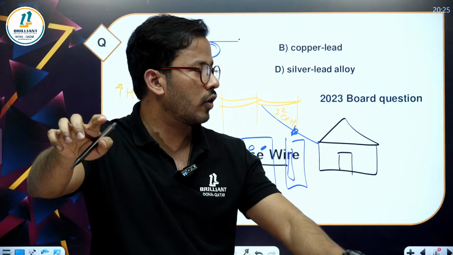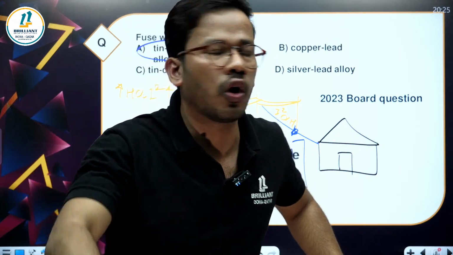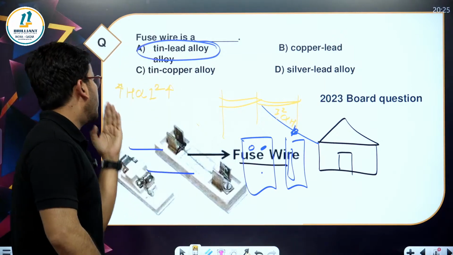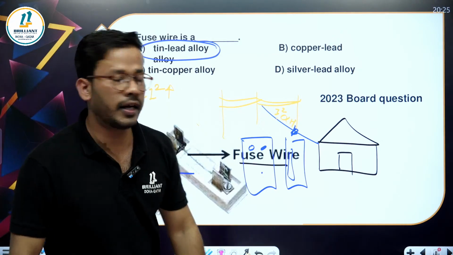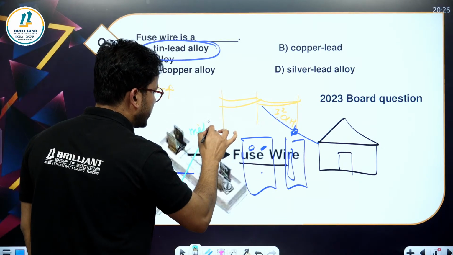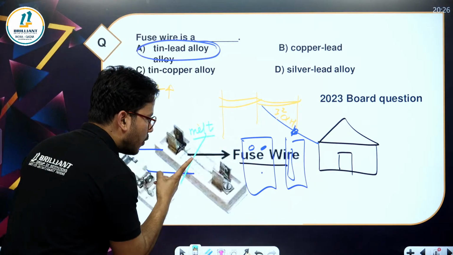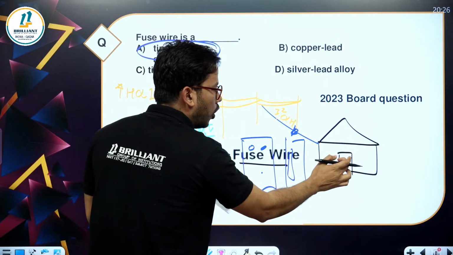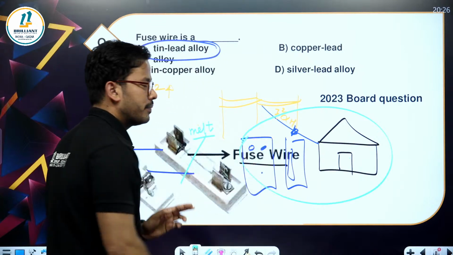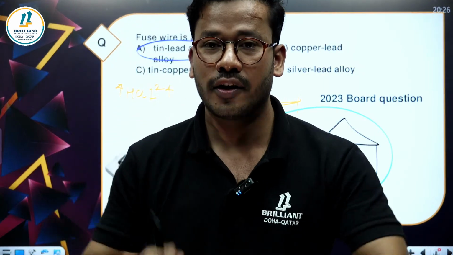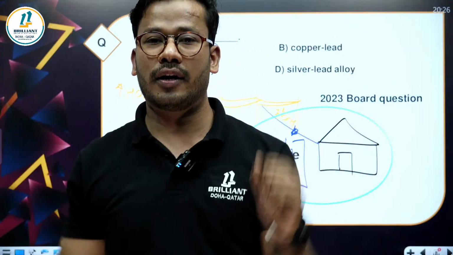According to Joule's law, heat is directly proportional to the square of the current. If the current is increasing, the heat will also increase. And if the heat increases, this fuse wire will melt. Understanding, everybody? And if the fuse wire melts, current will not come to your home and your entire home is safe. That's what I'm telling. When your fuse wire is melted, your home is safe, all current gone, right?